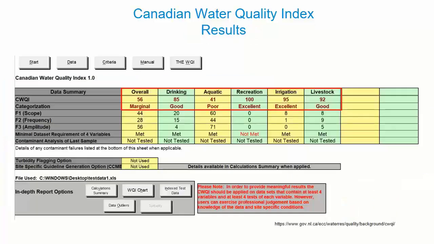Overall results are presented, as well as results for each designated use of water for the water body. Note that in this example, results for designated uses of drinking, recreation, irrigation, and livestock are quite good, while the result for aquatic life is poor, signaling the need for management interventions.